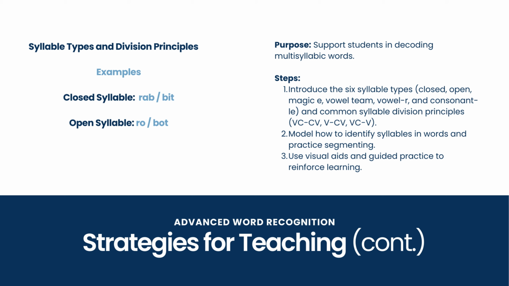First, segment the word into syllables. Then identify and mark each syllable type. Then blend the syllables together to decode the full word. Start with simple, familiar words and gradually introduce more complex, multisyllabic words. Structured, step-by-step practice builds confidence, fluency, and accuracy in decoding.